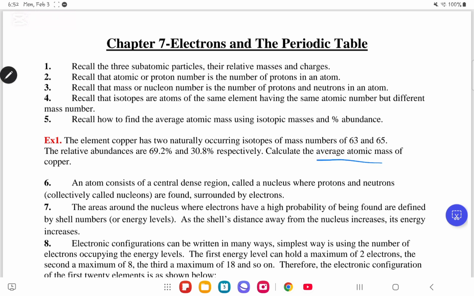Okay, so to calculate the average atomic mass, we're gonna do the sum. This is a sigma notation. Please, you can laugh. Okay, it's fine, but don't make it a big deal.